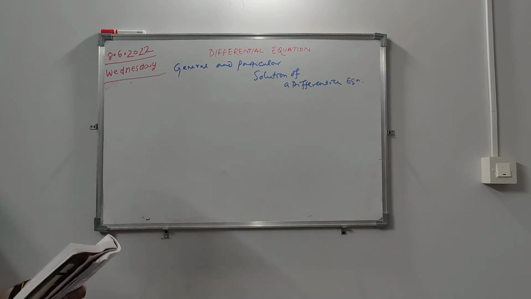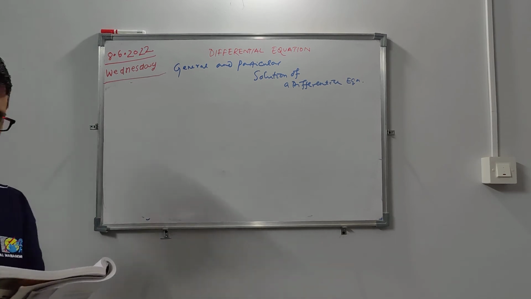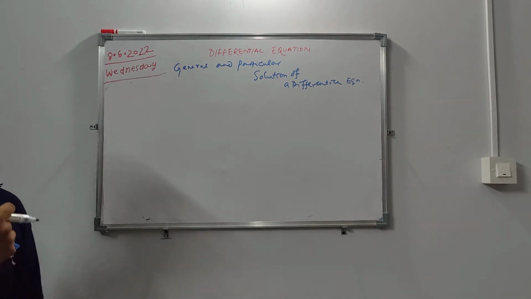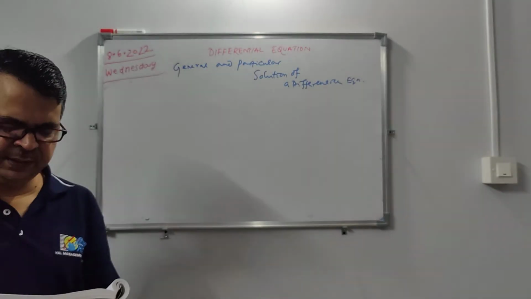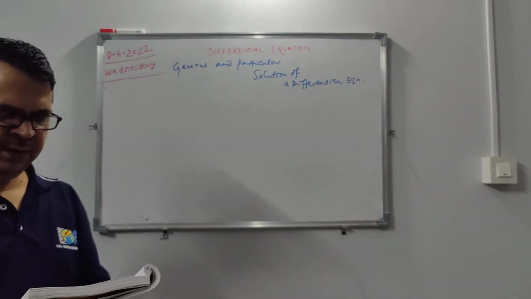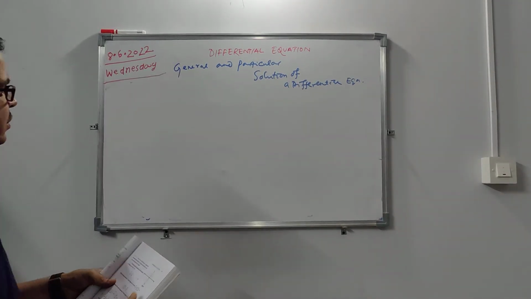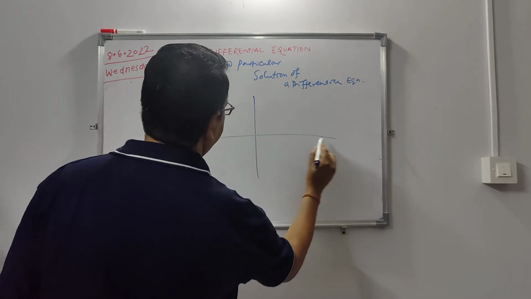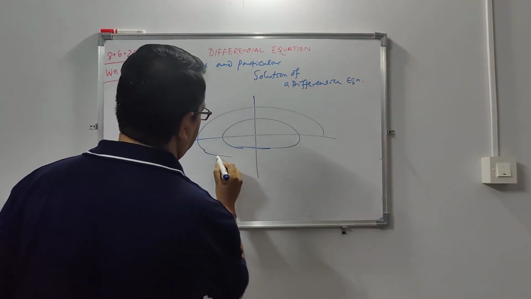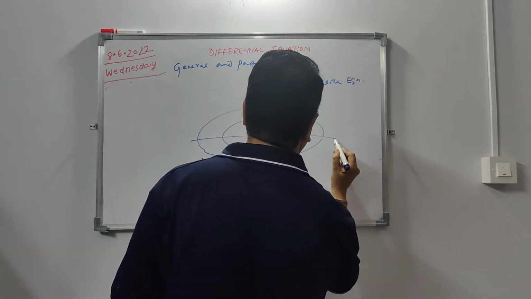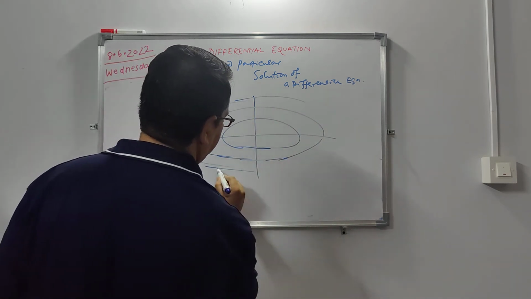Then let us do one numerical problem, like we have solved for the circle. Now there is a question to form the differential equation representing the family of ellipses having foci on the x-axis and center at the origin. So let us say this is one ellipse, this is another ellipse, so you have a family of ellipses.